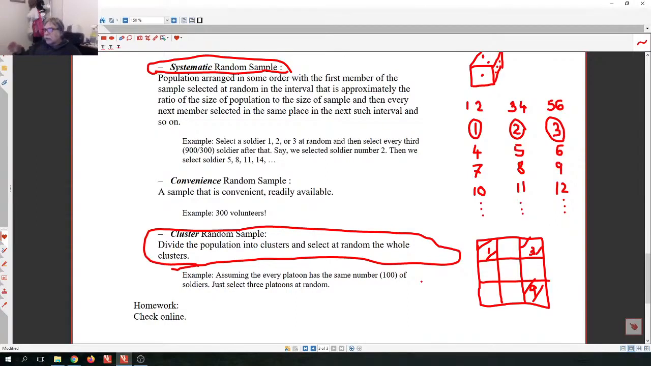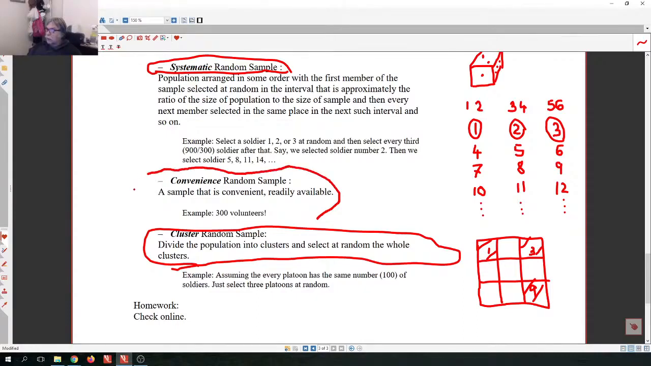While in a cluster random sample, you divide the population into clusters, but then you're taking whole clusters at random. So some clusters you're not taking, some clusters you're taking completely, right? So that's the difference. And the last thing about the sampling would be convenience random sample.